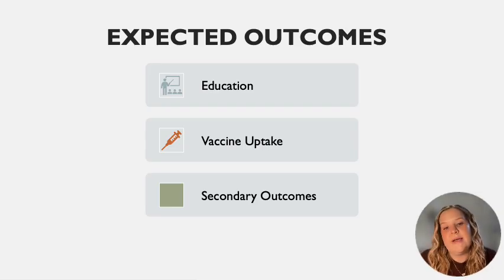The priority expected outcome is increased parental education and increased vaccine uptake. Secondary outcomes might be provider adherence, workflow, health record documentation, series completion, and determining factors that are limiting HPV uptake, such as cost.